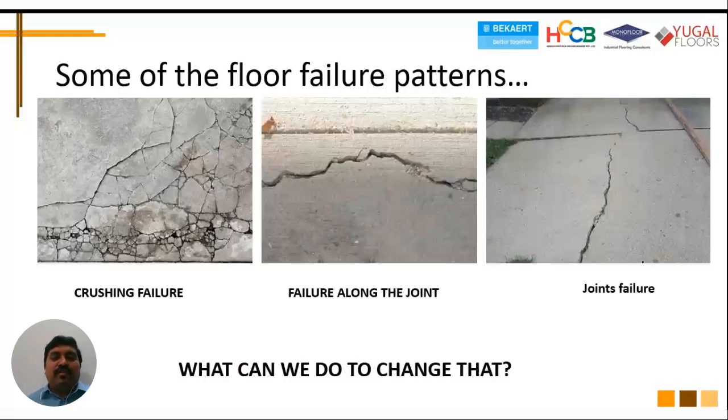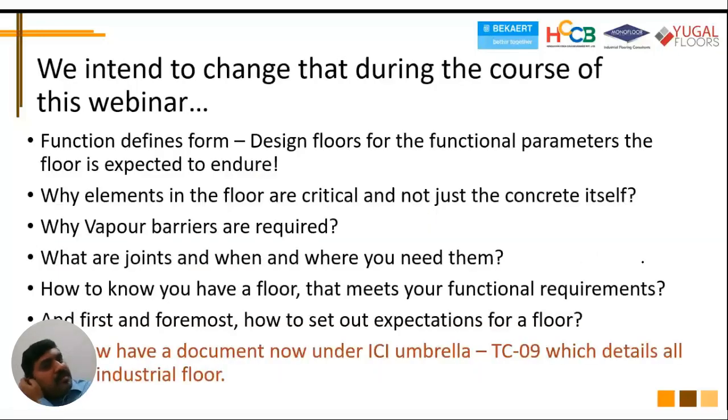Okay, so what can we do? How can we, as civil engineers, change this going forward? Let us look at what we intend to do during this webinar. What we want to talk about is that the function defines the form. So let us design the floor for its functional parameters.